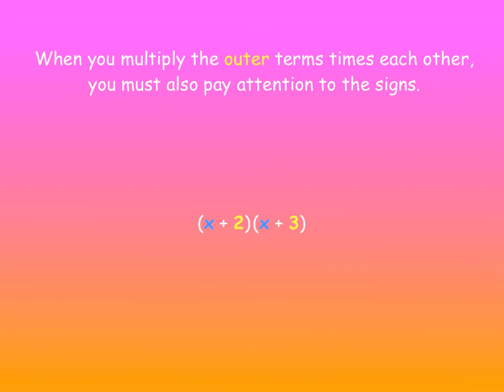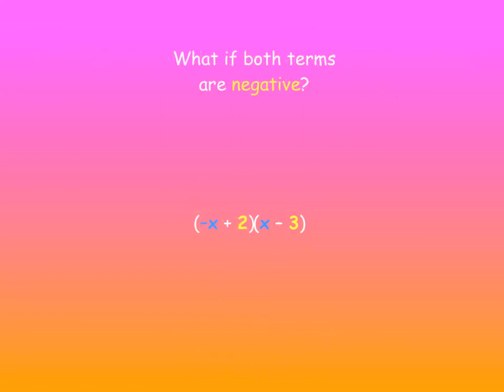When you multiply the outer terms times each other, you must also pay attention to the signs. Here we'd have positive x times positive 3, which gives us plus 3x. What if both terms are negative when we're doing outer times outer? Well, we have negative x times negative 3. We multiply a negative times a negative. That gives us plus 3x.